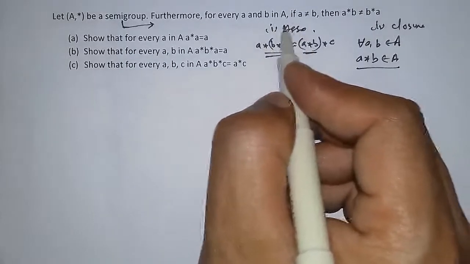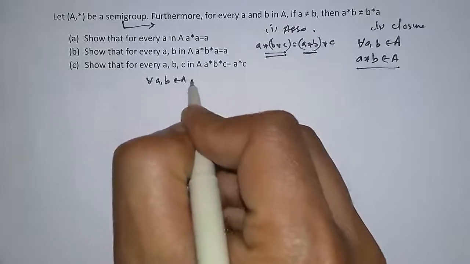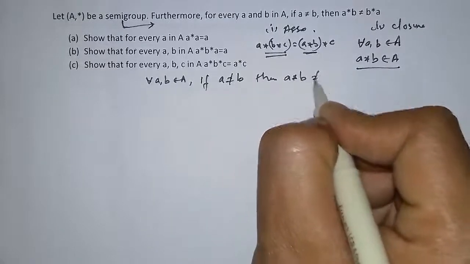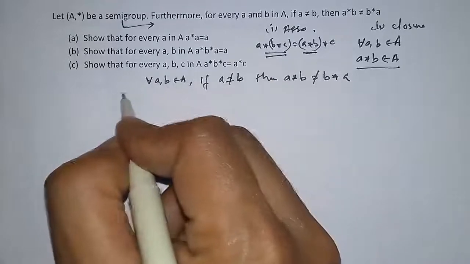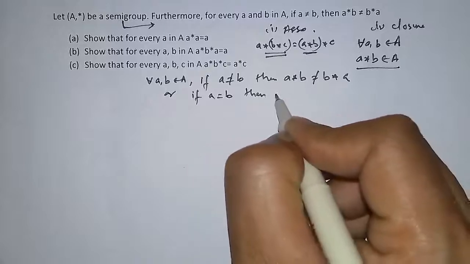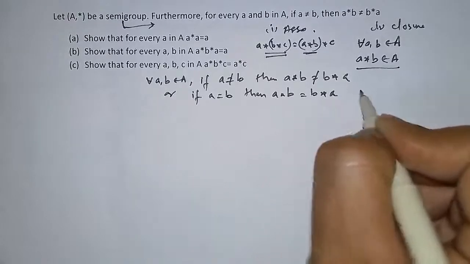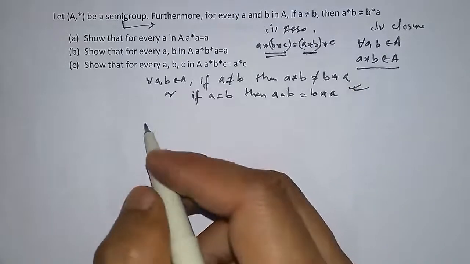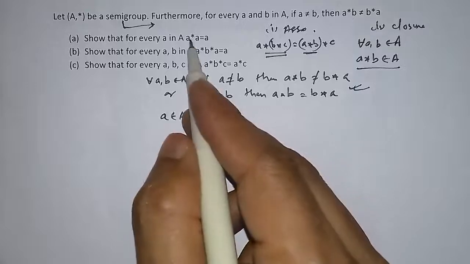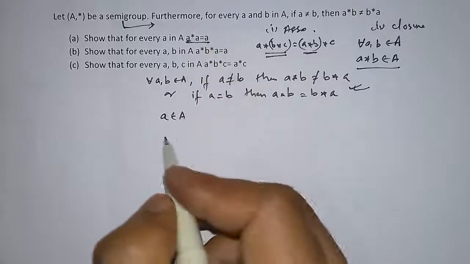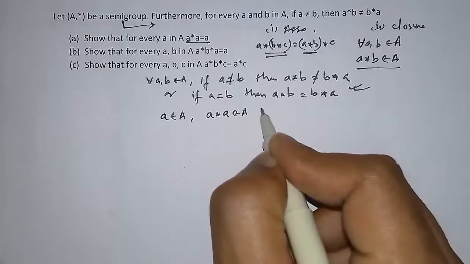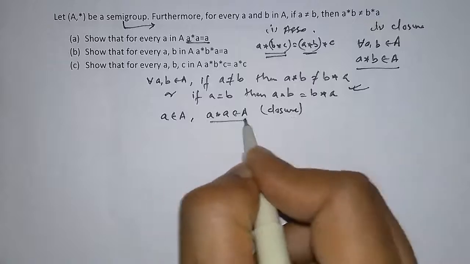Now it is also given that for every two elements A, B belonging to set A, if A is not equal to B, then A star B is also not equal to B star A. In other words, if A star B is equal to B star A, then A is equal to B. Now, if we see carefully, since A belongs to A, we have to prove A star A is equal to A. Since A belongs to capital A, we know that A star A also belongs to capital A due to closure property. This will hold.